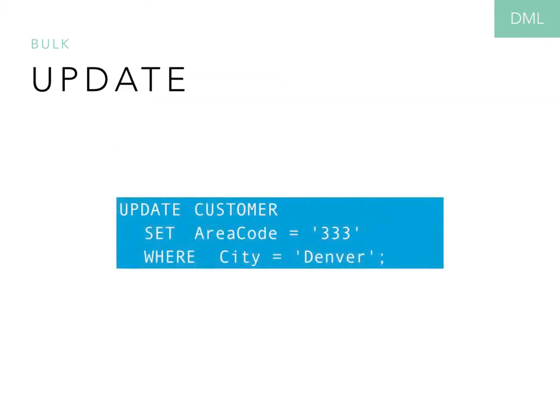If we wanted to update a bunch, we could do that by setting our where clause more liberally. So we're going to here update customer where we're going to set the area code to 333 where city equals Denver. So this could apply to lots of rows.